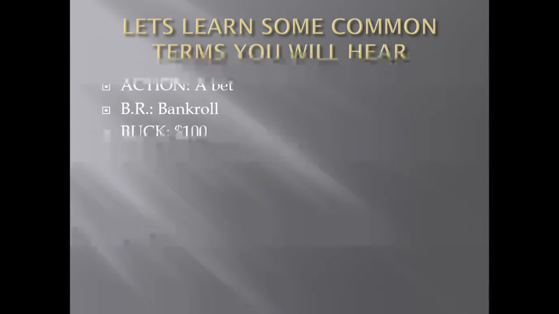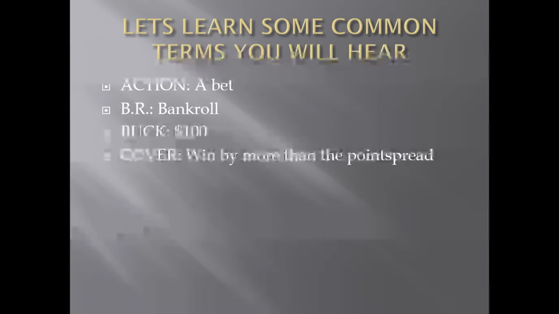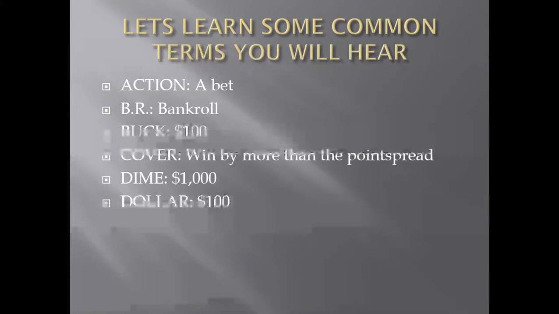Let's learn some common terms you will hear. Action. It's a bet. Bankroll. Now what the bankroll is essentially how much money the person has to bet with. A buck. It's $100. Cover. Win by more than the point spread. Dime. $1,000. Dollar is another term for buck, so it's also $100.